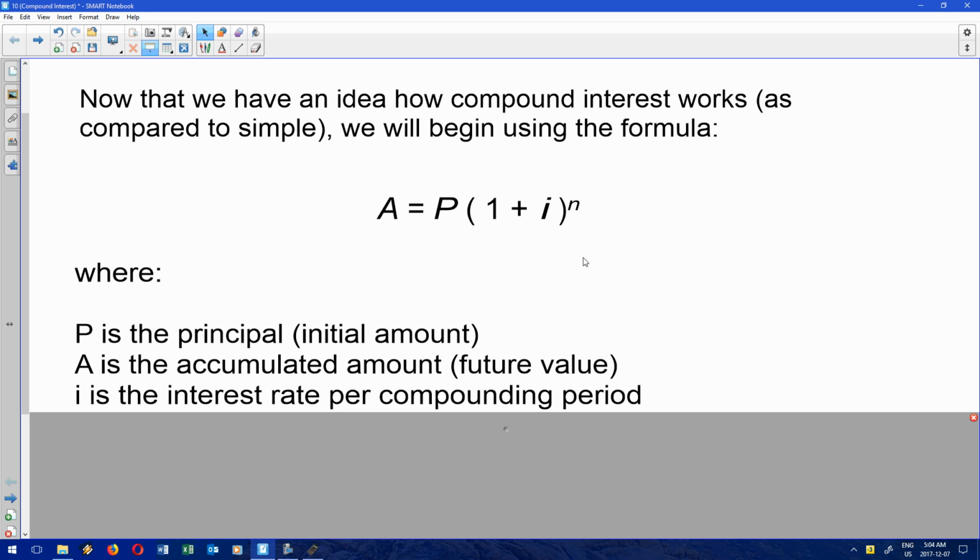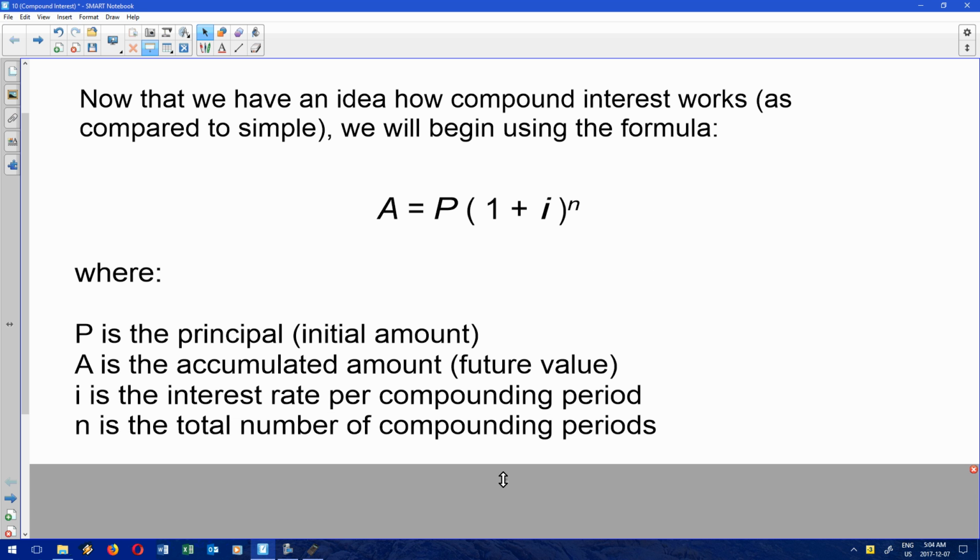The i stands for interest rate per compounding period, and we'll explain that in a little bit more detail in a moment. And finally, n is your total number of compounding periods. The compounding part is just talking about how often you deposit the interest. In the example we did yesterday, that was just at the end of each year, so that would be annual compounding. But for instance, with a bank account, you don't get interest once a year. It usually gets deposited at the end of every month, so it happens multiple times per year.